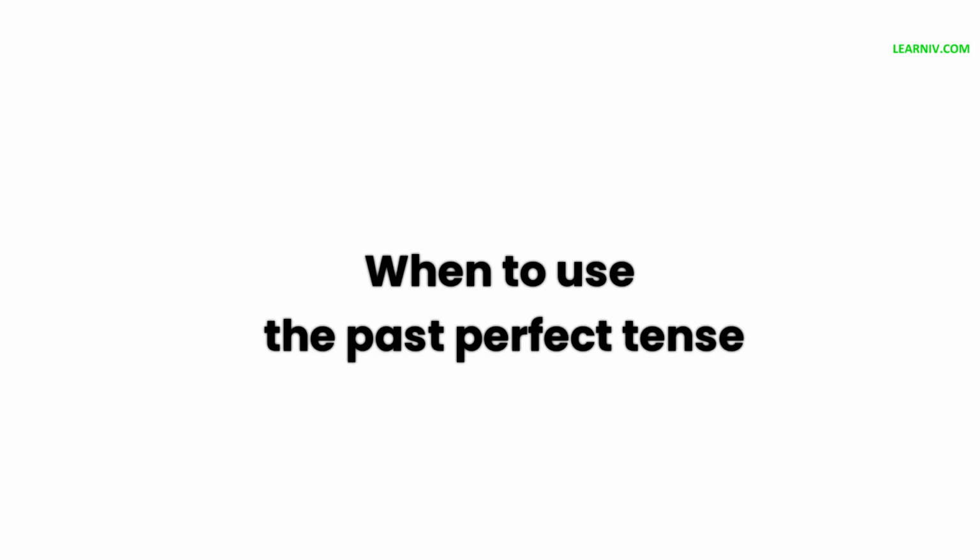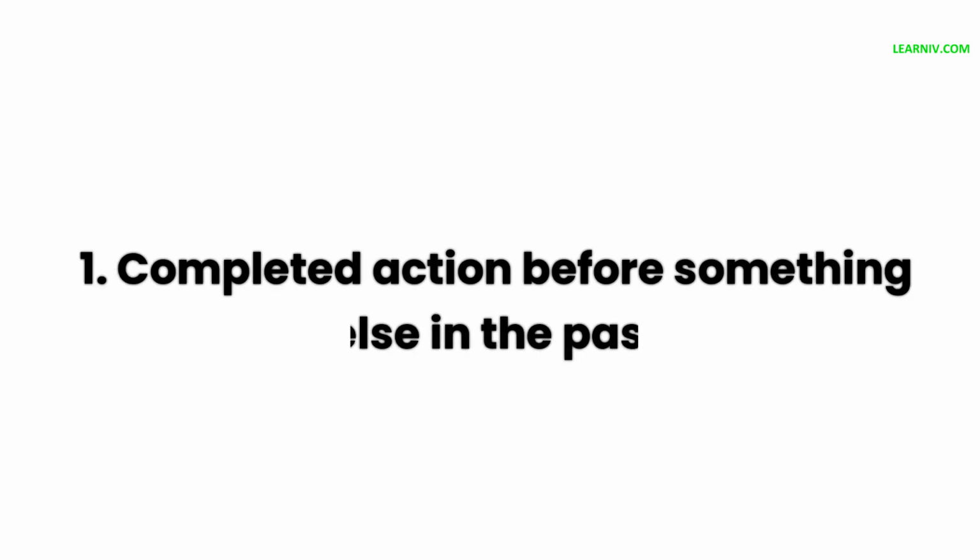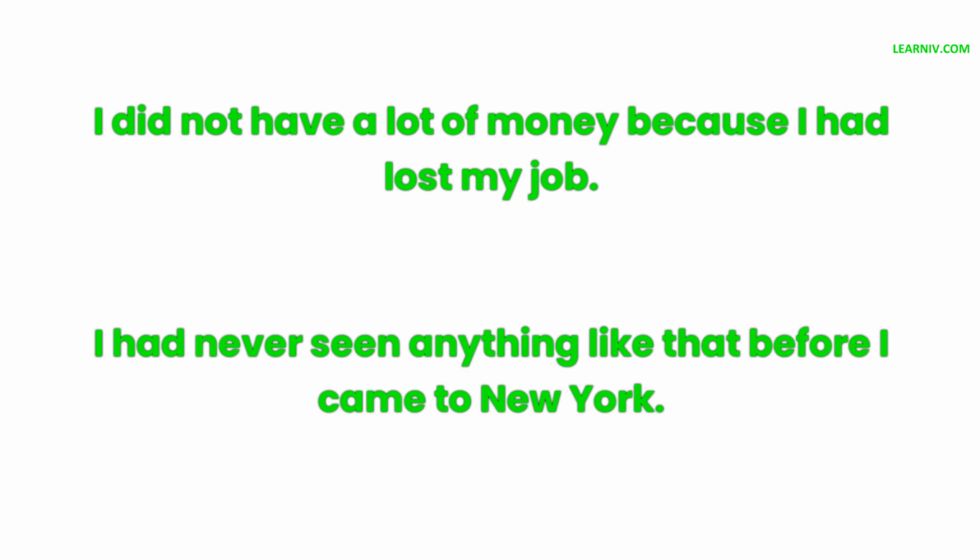We use the past perfect tense especially in the following examples. The past perfect tense is often used to describe something that occurred before another event in the past. We can also use it for actions that happened before a specific point in time in the past. We very often use adverbs like because or before. Here are two sentences with examples. I did not have a lot of money because I had lost my job. I had never seen anything like that before I came to New York.